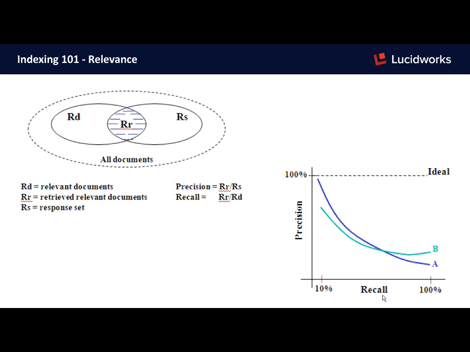So in this case, the relevant documents are just those that belong to the relevant category. Recall is the number of relevant documents retrieved by a search divided by the total number of existing relevant documents. And precision is defined as the number of relevant documents retrieved by a search divided by the total number of documents retrieved by that search.